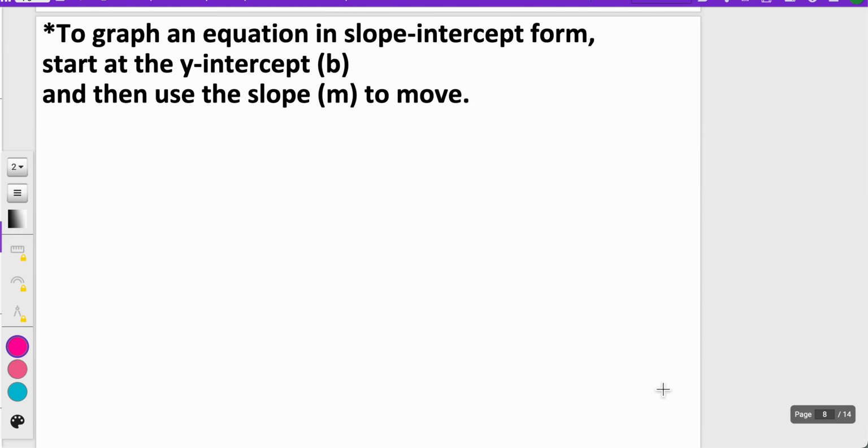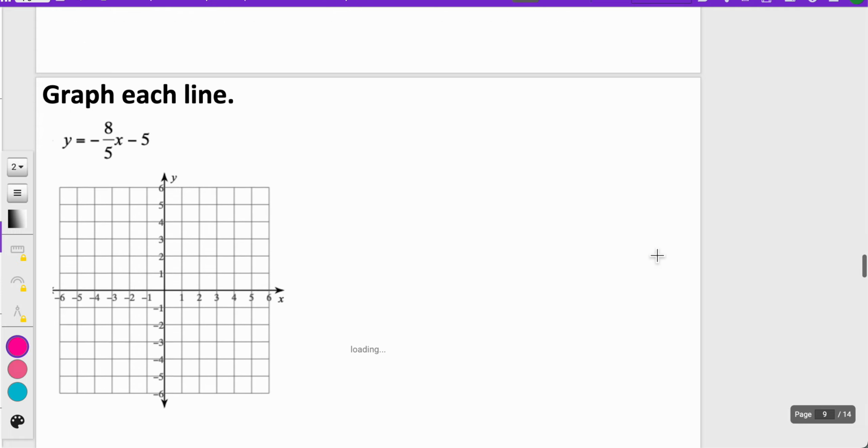The next thing we're going to do is figure out how to graph an equation when you're given slope-intercept form. So we're going to start at the y-intercept. That'll be step 1. And then step 2, use your slope to move and create your line. So just make sure you have those written down in your notes. You can pause the video here if you need to. If not, let's go ahead and click play and keep going on.